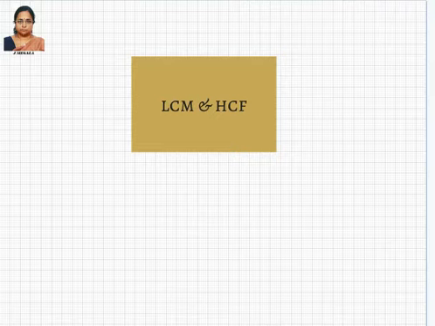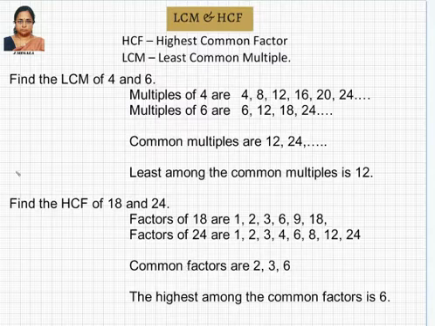Next, you're going to see this LCM and HCF. So LCM and HCF. Here, HCF is nothing but highest common factor. LCM is least common multiple. So find the LCM of 4 and 6.